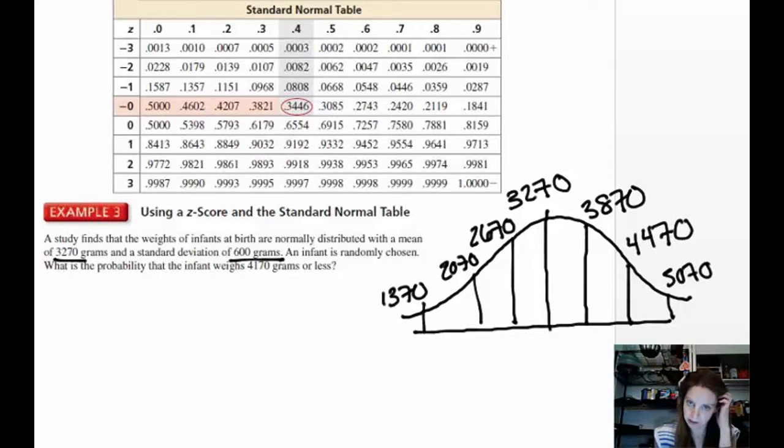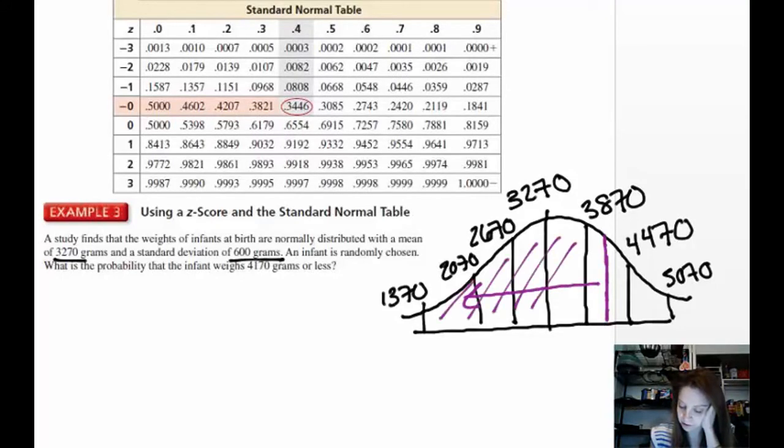So what this problem is asking is an infant is randomly chosen. What is the probability that the infant weighs 4,170? So that's somewhere here or below. So I've got to figure out the area under the curve here. And it's between 1 and 2 standard deviations. So I can't just use the 68% or the 95%, because it's between 1 and 2 standard deviations above the mean. This is why we need this z-value.